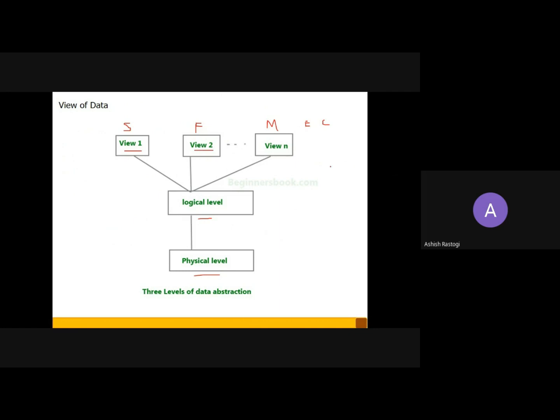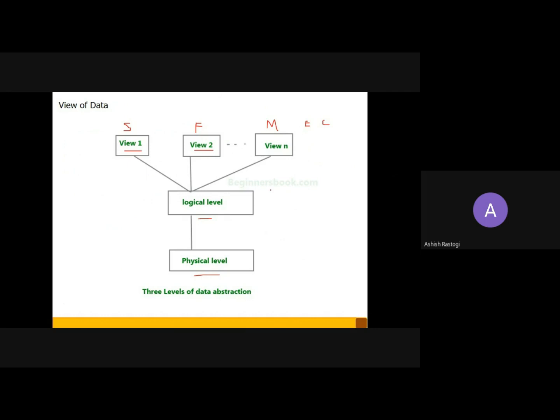So what are these? These are the different views of the data. Suppose one database has different windows, small and big. Different users have different windows. If a particular user has a small window, they can see only a small amount of data of the database. If a user has a large window, they can see the maximum data of that database. So different users have different views.